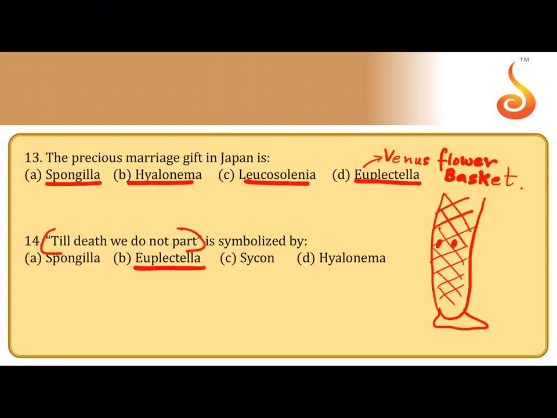So the answer is Euplectella, which is the Venus flower basket. Okay, now these animals, these crustaceans which get trapped inside the Venus flower basket are called the spongicolid shrimps.